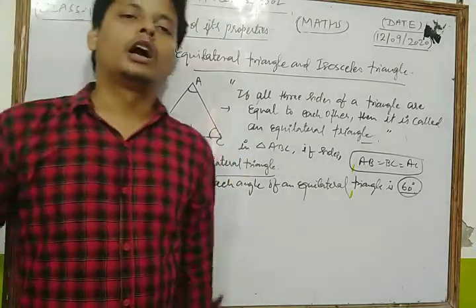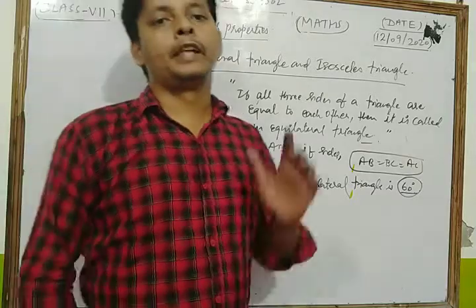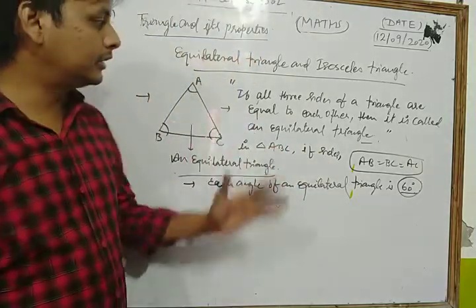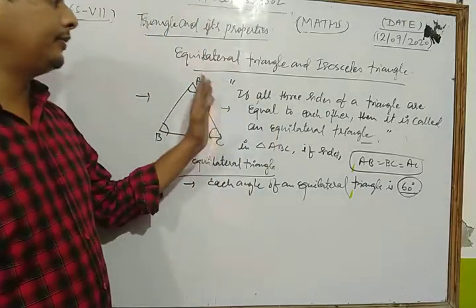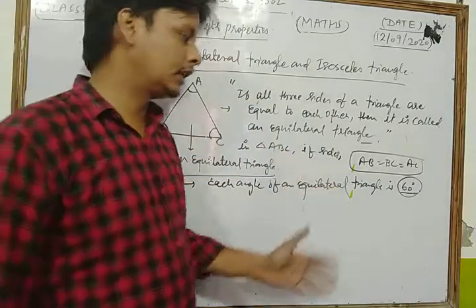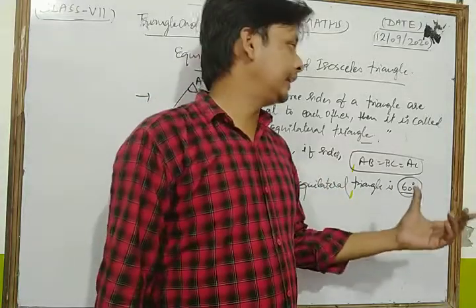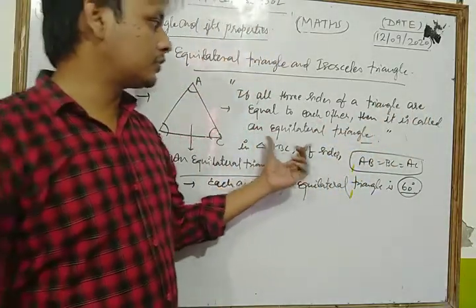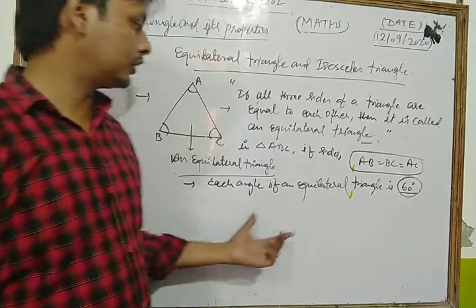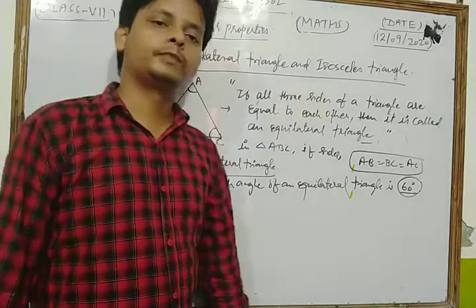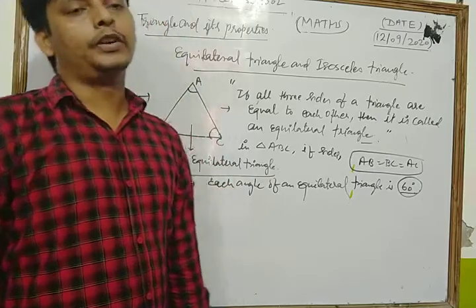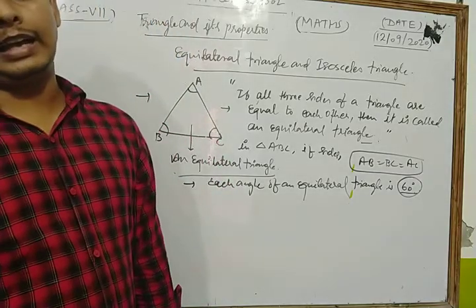So this is the very important concept related to an equilateral triangle. Please keep all the points related to the equilateral triangle in your mind. Now let's see once more. If all three sides of a triangle are equal to each other, then it is called an equilateral triangle. And one important concept is that each angle of an equilateral triangle is always 60 degrees. Now we discuss the isosceles triangle.